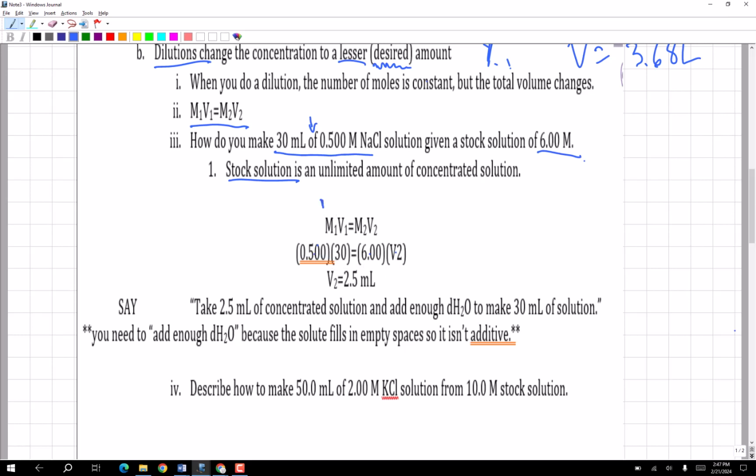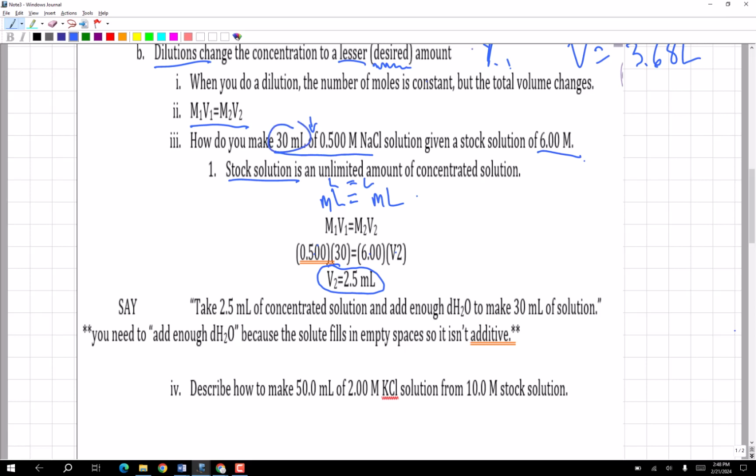Now notice, if the left-hand side is milliliters, the right-hand side is milliliters. If the left-hand side is liters, the right-hand side is liters. So just make sure they're the same on both. So this doesn't tell me how to do it, though. It says, how do you make it? Okay, so I only need 2.5 milliliters of the concentrated stuff. So you say, take 2.5 milliliters of concentrated solution and add enough distilled water to make 30 milliliters of solution.